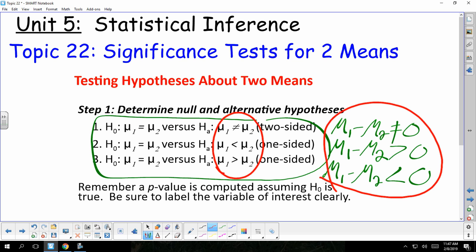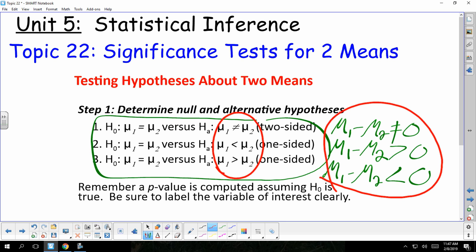We have three choices. Remember, the null hypothesis is that it's equal to, or the two are equal possibly. And then we're going to compute that p-value, assuming the null hypothesis is true. And remember what that p-value is. If the p-value is small enough, less than our significance level, which in this case is a 1% significance level, then we're going to go ahead and reject our null hypothesis and say that there's enough evidence to say that the alternative hypothesis must be true.